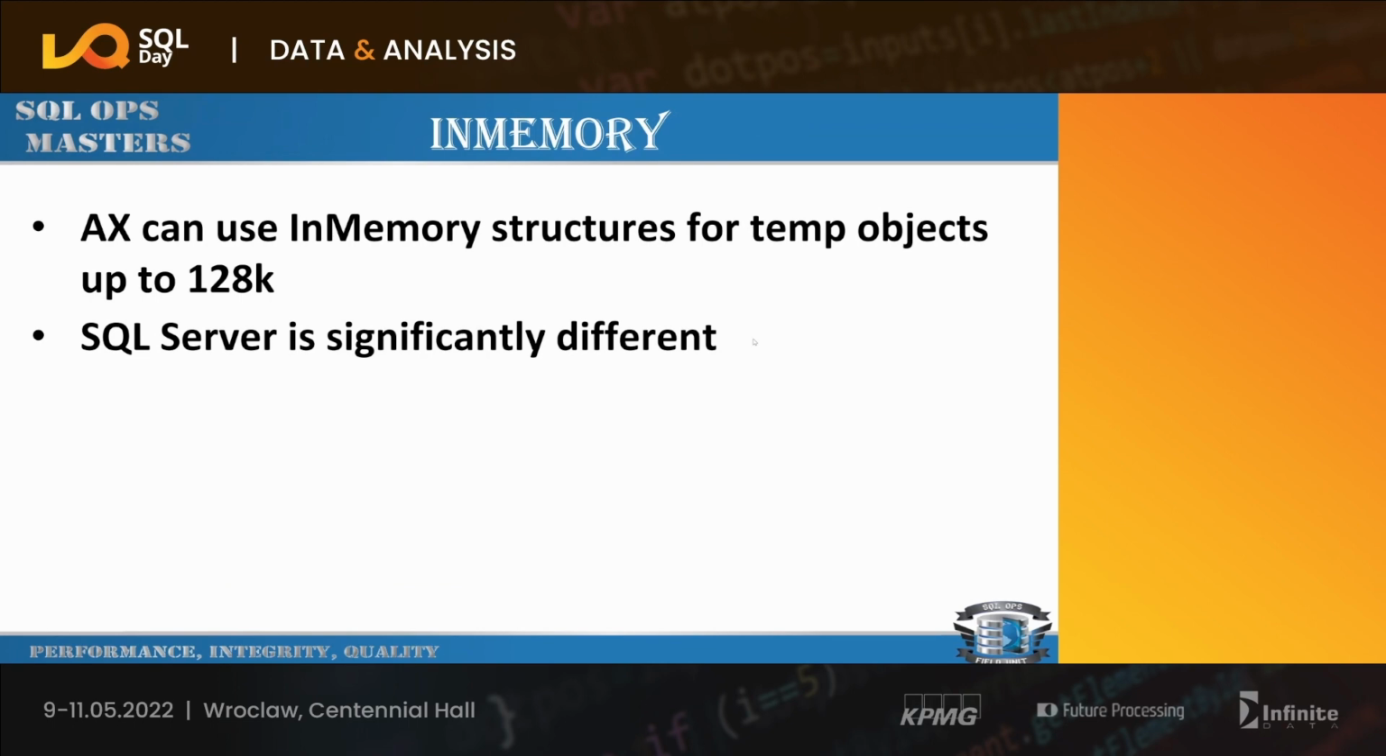And conversely, in memory in AX, I'll just touch on this slightly because it's really awkward. In memory structures for temp objects and in memory objects in AX have a maximum, according to them, in memory OLTP has a limitation of 128K. Now, if anybody has worked with in memory, they know that's just wrong. SQL Server basically will let you use up all of the memory on your box for in memory, but that's not a good idea. Basically you want to leave some cushion.